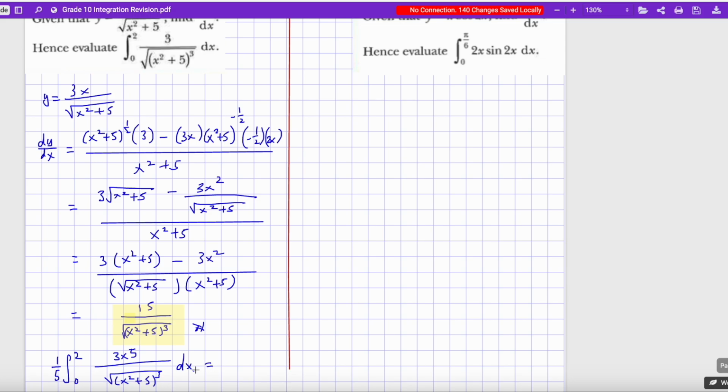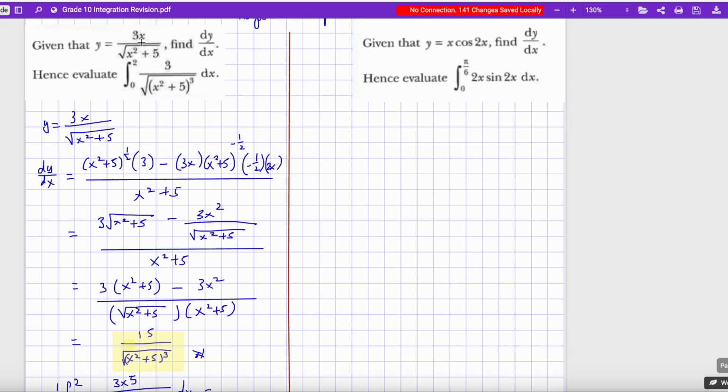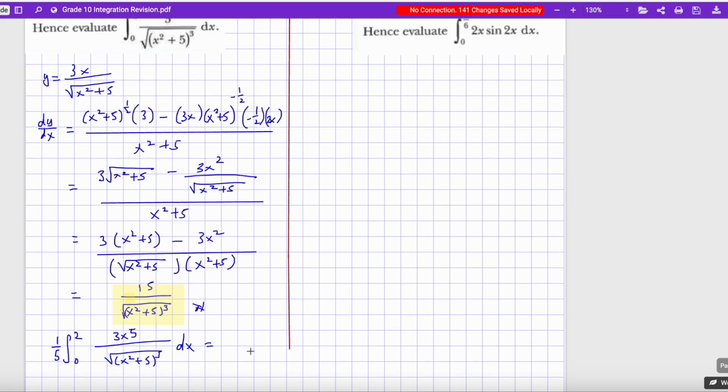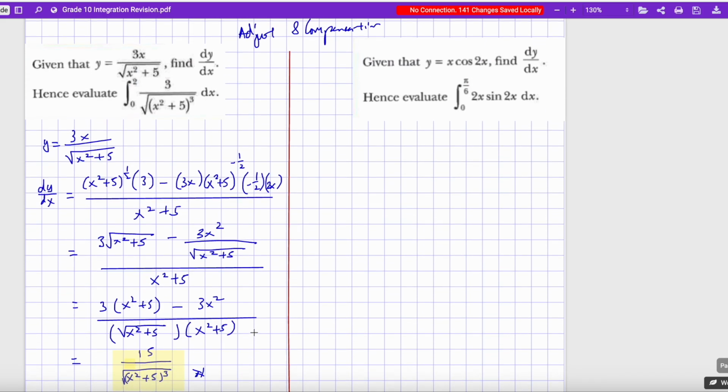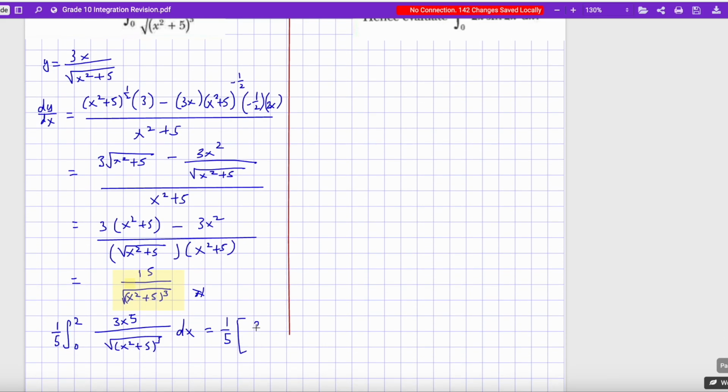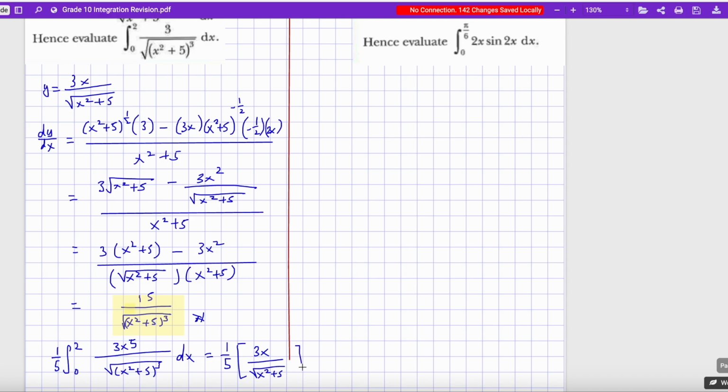Now this I can integrate. 15 over root of x squared plus 5 to the power of 3, if I integrate that, I should get 3x over root of x squared plus 5. So I put 1 over 5, and I just copy and paste what was done before, which is 3x over root of x squared plus 5, and we are integrating from 0 to 2.